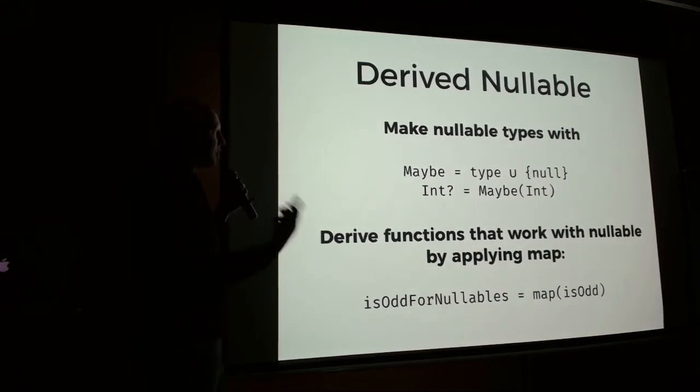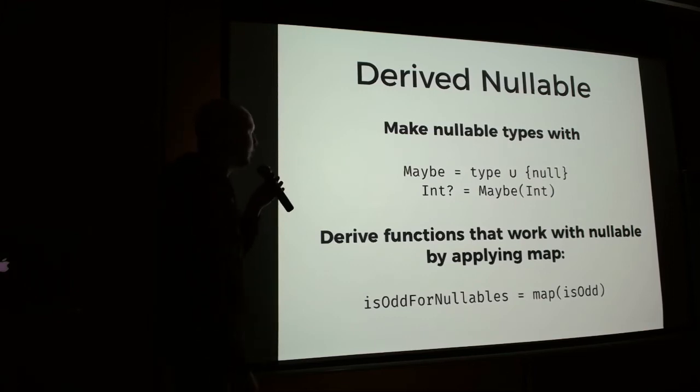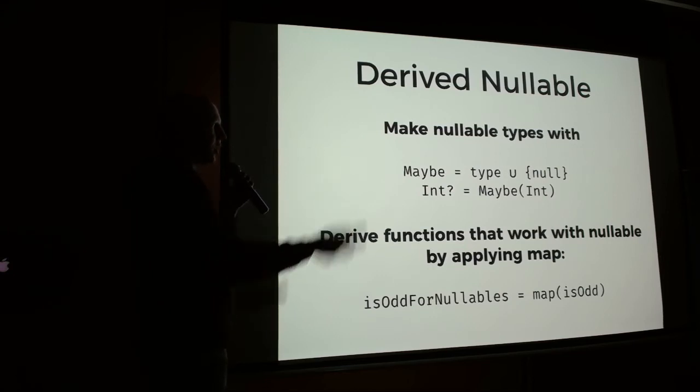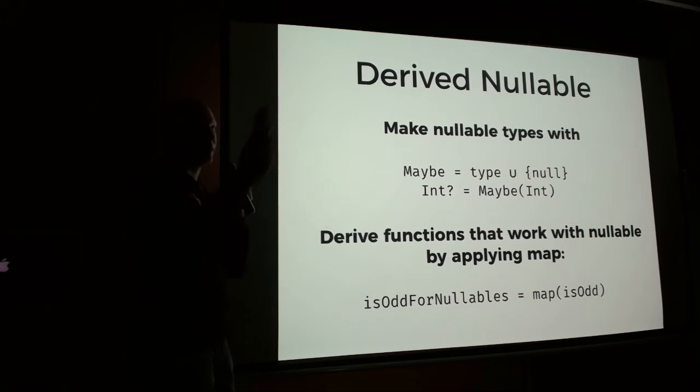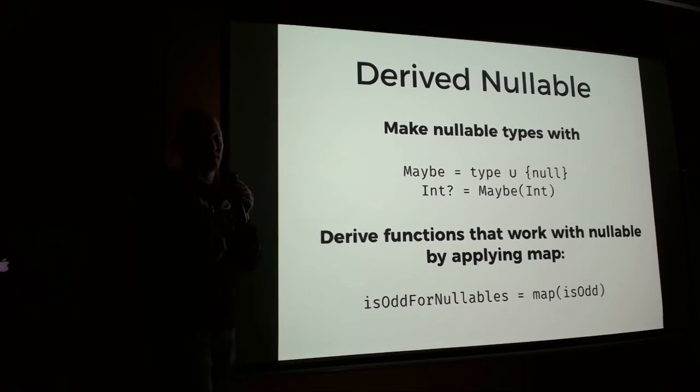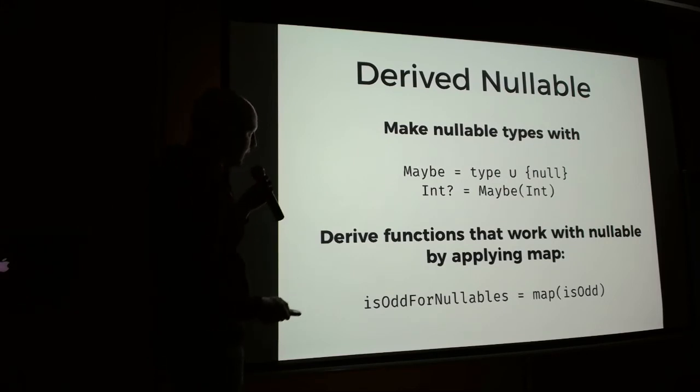This transformation in the Haskell programming language is called Maybe. In other programming languages like Scala or Rust, it's called Option. And it's kind of a function on types. It takes a type, it returns a new type. It takes in an int, it returns a Maybe int, a new type, right? So that's how it works with our nullables.